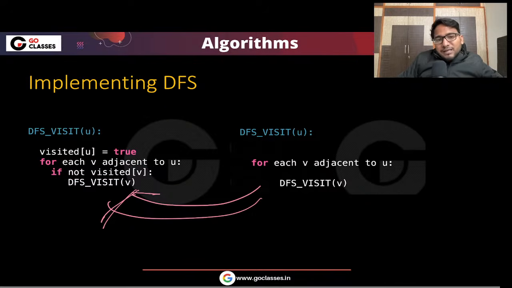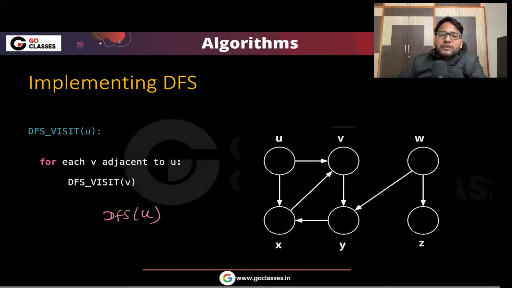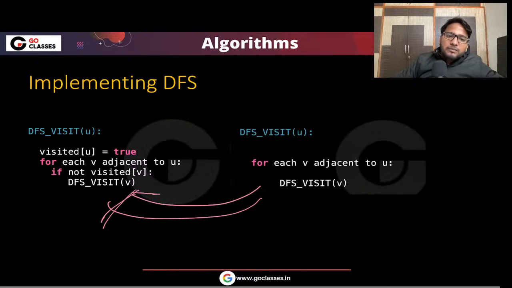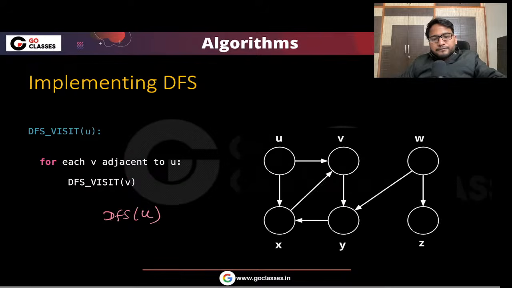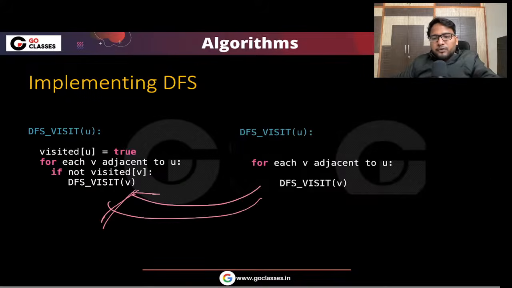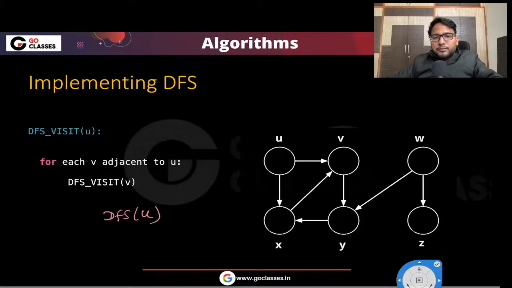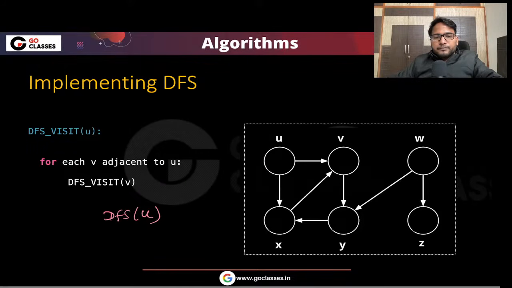But it is possible that if I'm calling DFS on U, from this U everything might not be visited, right? Which means everything cannot be traversed. So from this U, you might not be able to reach W. So will this algorithm work, or is there some little modification required here? See, if we are calling on this particular graph, let me just paste it there only.